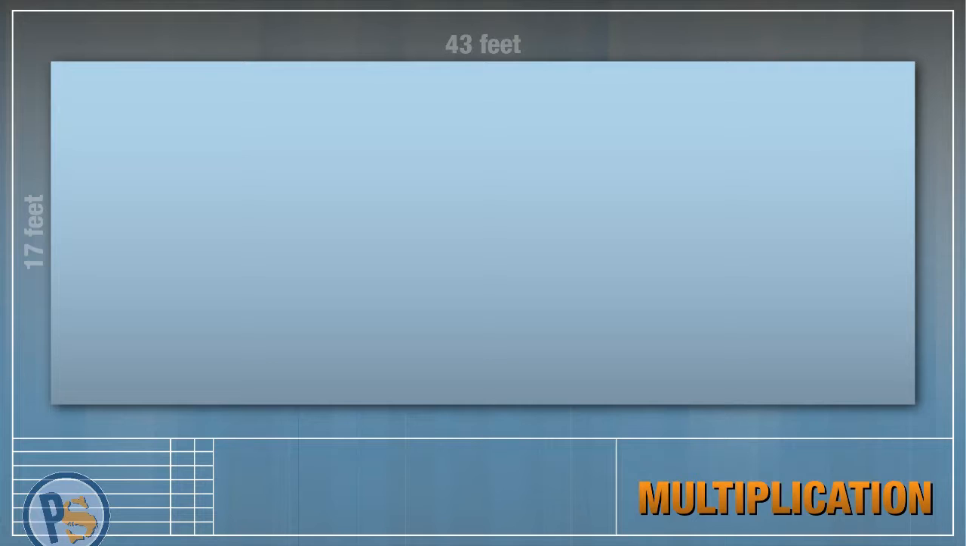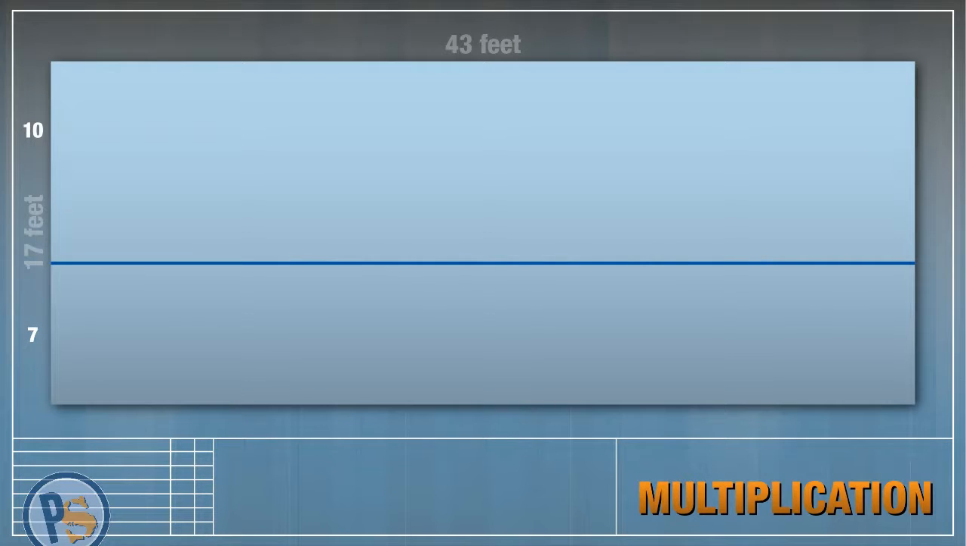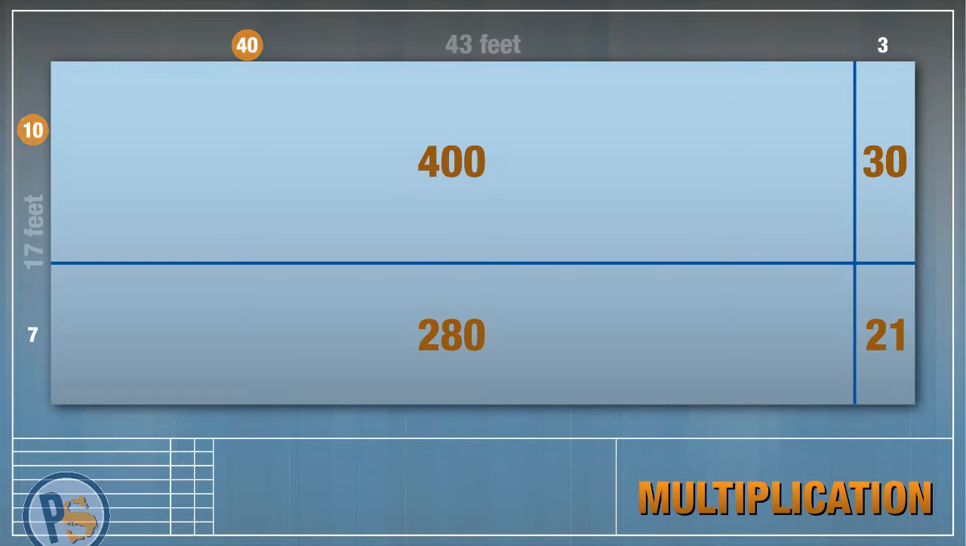When we use an area model, we can break it into parts that are easy to calculate. For instance, we can break 17 into 10 and 7, and we can break 43 into 40 and 3. So instead of one challenging problem, we have 4 simple problems. 7 times 3 is 21, 7 times 40 is 280, 10 times 3 is 30, 10 times 40 is 400.